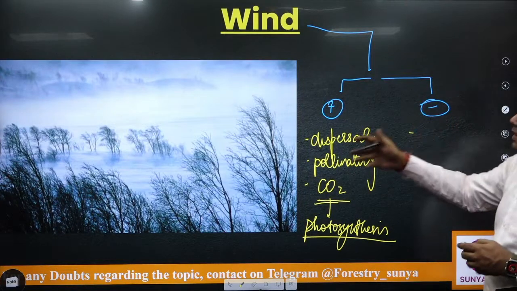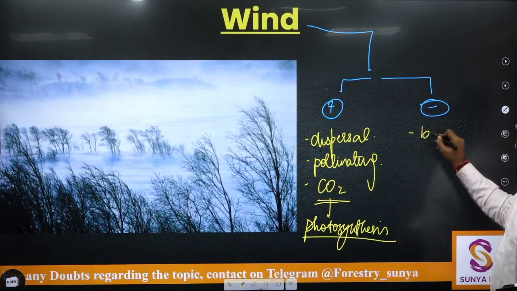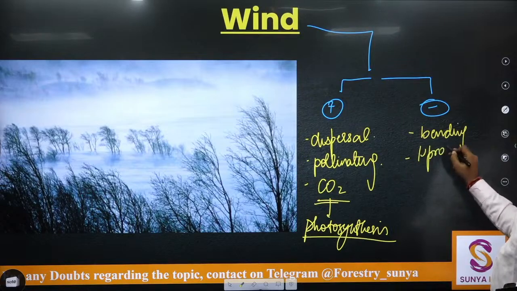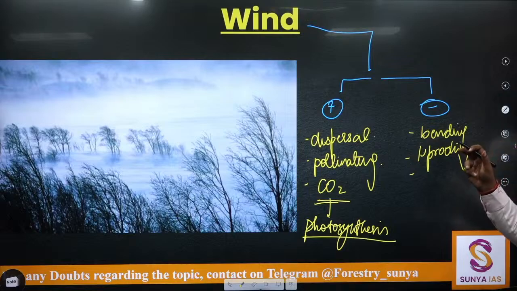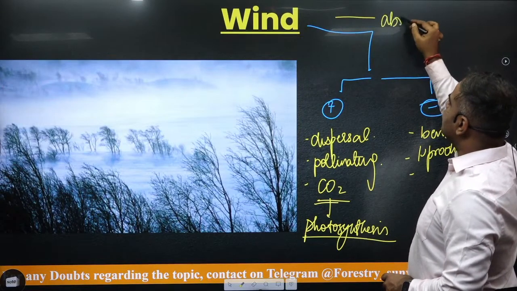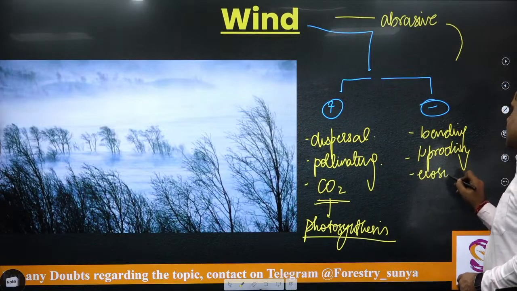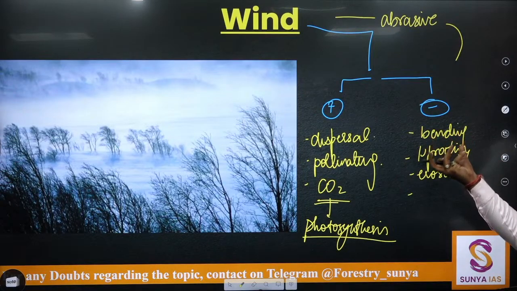Very simple. As you see this image, there is an excessive bending of trees. So this can lead to mechanical bending. This can even lead to uprooting of trees because of high winds. Other than that, wind and water both have an abrasive effect, which can lead to soil erosion. Again, direct part, you don't have to do anything very important here. So this is also something we understand.